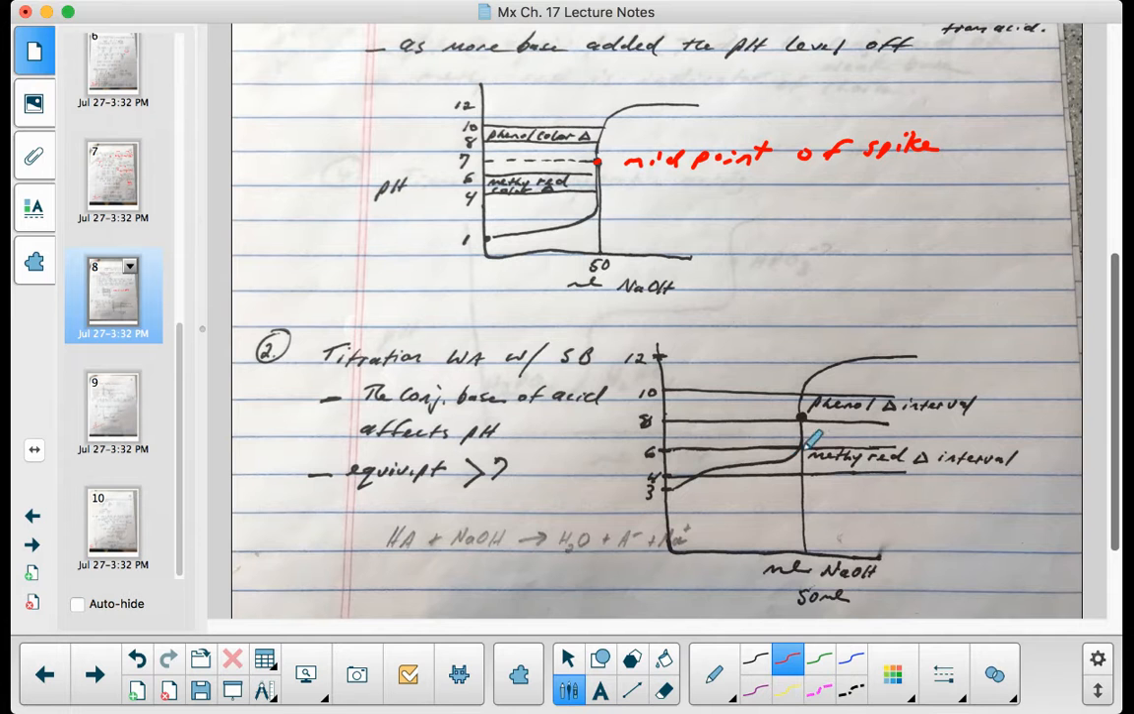You'll still get that spike, but it won't be as long a stretch vertically. The midpoint in this scenario is not necessarily at 7, even though it's the equivalence point. It's going to be a little bit above 7, because at the equivalence point some of your conjugate base is still present, and if there's conjugate base present, it's going to register a little bit above 7.